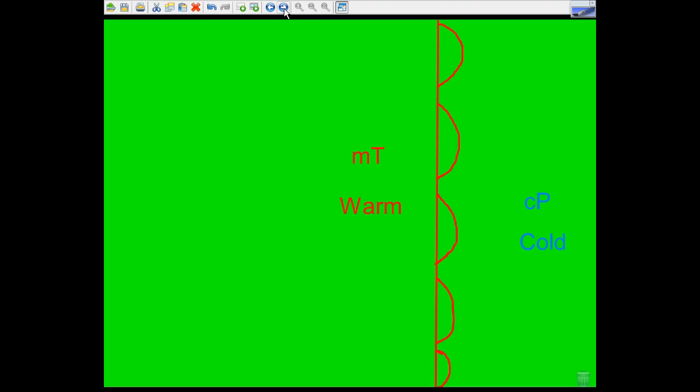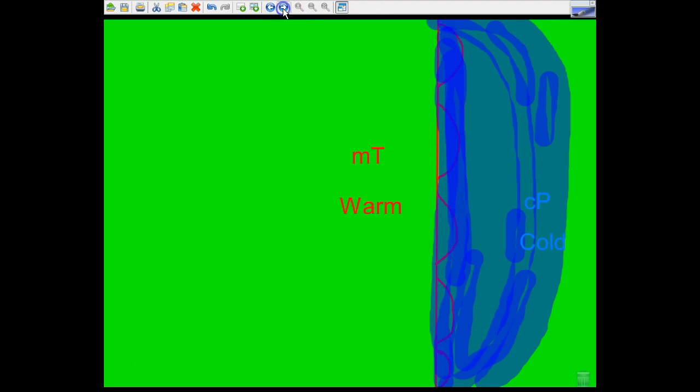Map symbol wise, this is looking at it from above, overhead. So here would be my warm front, map symbol for it. My maritime tropical air mass is behind it. My continental polar air mass is in front of it. The cold air is in front of it. And the map symbols are drawn on the side in which the front is moving. So this front is moving to the right.